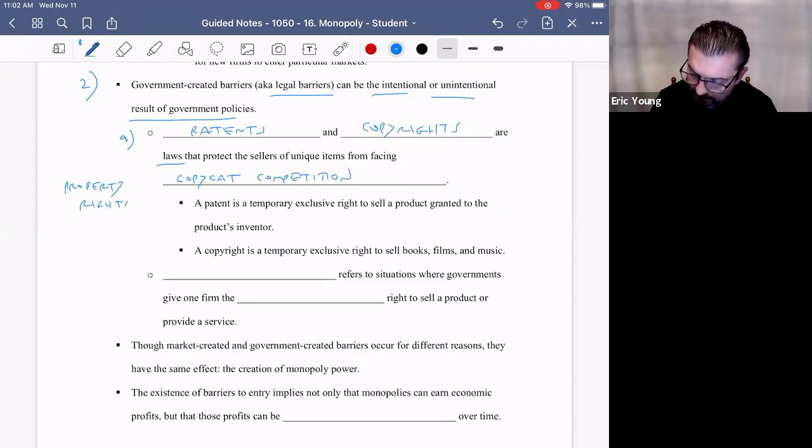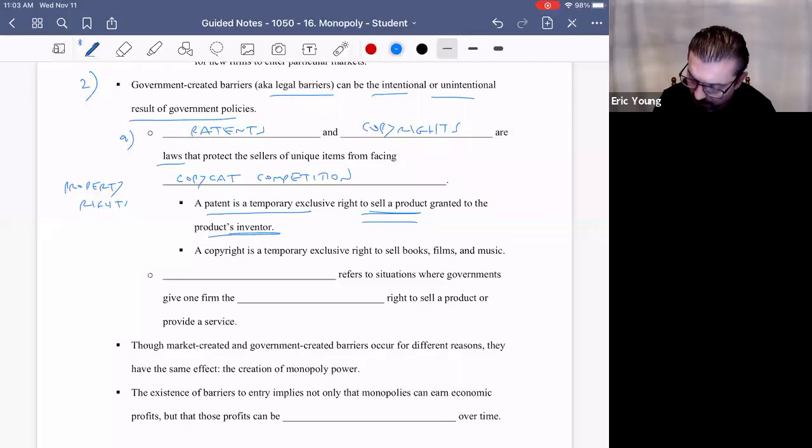Really quickly, a patent is a temporary exclusive right to the use of a product that is given to its inventor. Okay, so a patent is given to the inventor of a product and the patent gives that inventor or that inventor's company the sole exclusive right to sell that product. Once you have a patent on a product, other companies can't just come and sell your product and undercut you. No, you have a government-protected monopoly for the length of your patent.